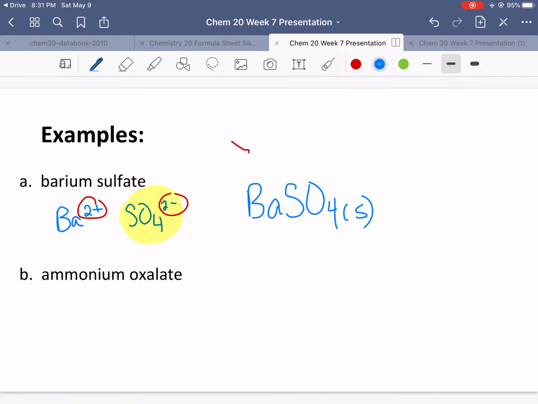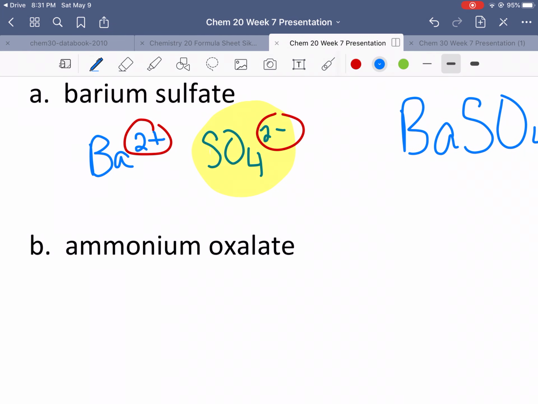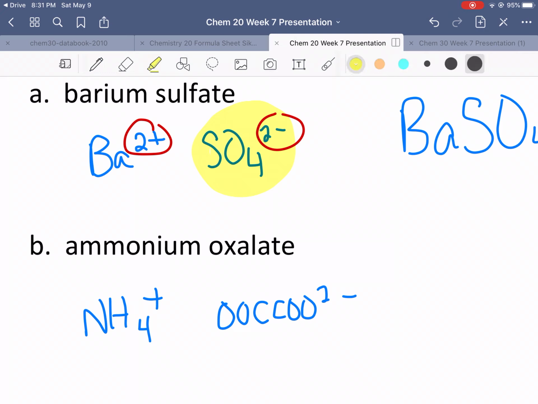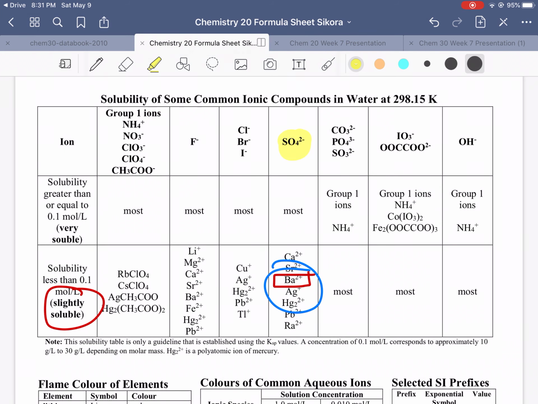Ammonium oxalate. Remember the first step. Pull apart the cation, NH4+, and then the anion, OOCCOO 2 negative here. As I said before, focus on the anion. That's always our first step. So check out that table again, and let's look for our oxalate. Yay, there it is. Always look for the anion first. Only leave it out if you can't find it, right?